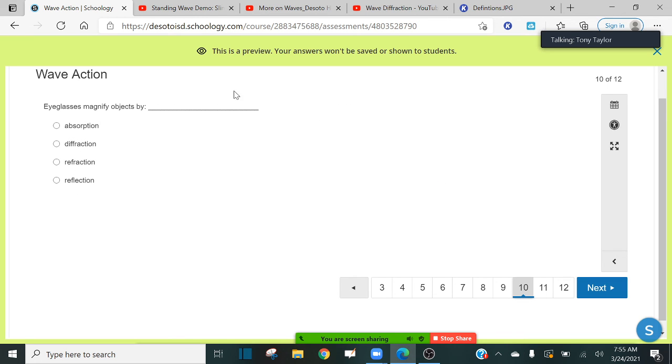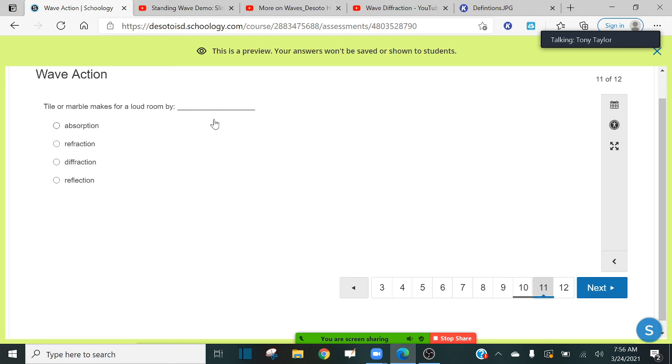Okay, eyeglasses magnify objects by what? So guys, if I have eyeglasses, and light waves are coming toward my eyes, obviously those light waves experience a transition of mediums, because they're going from air to glass. So therefore eyeglasses are magnifying objects by bending those light waves. So obviously that is from refraction, because we're transitioning mediums.